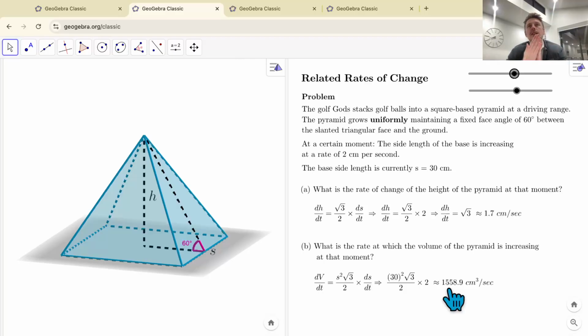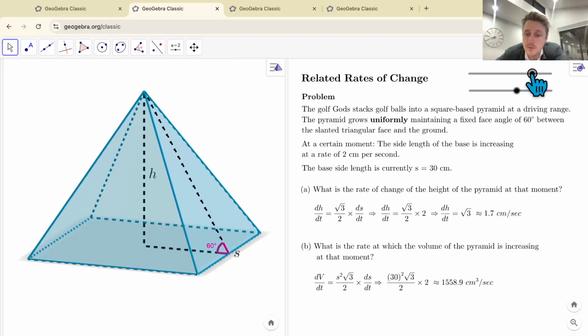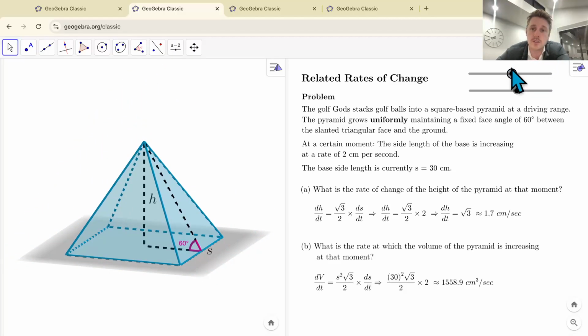So when the base side length is 30 centimeters of our golf ball pyramid and it's changing at a rate of 2 centimeters a second, the volume is increasing at a rate of 1,558 centimeters cubed a second. All right, so that's how we've been able to relate the height, the side length, and the volume all together using related rates of change.